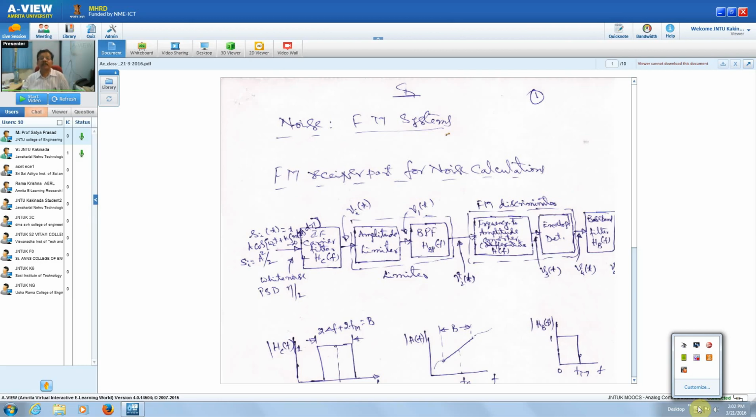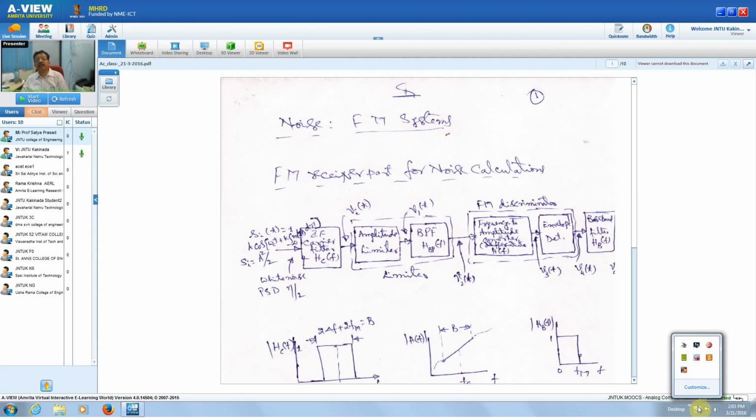Good afternoon, everybody. In the previous classes, we discussed the noise performance of different amplitude modulation techniques, and we have seen the signal-to-noise ratio and the noise figure of the AM, SSB, or DSB-SC system. In this class, we will discuss the performance of frequency modulated systems with respect to noise.